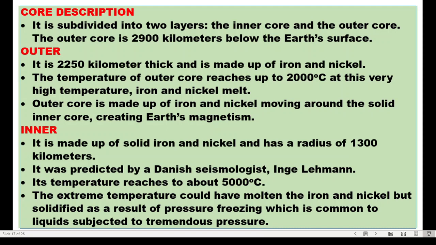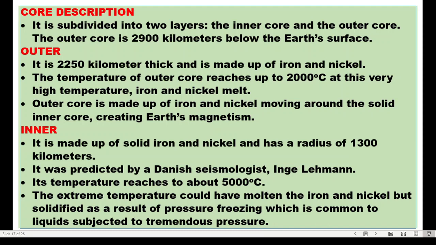Features of inner core, ito na. Made up of solid iron and nickel naman. So, kanina, melted iron and nickel yung outer core. Pero yung inner core naman, solid iron and nickel. And meron siyang radius na 1,300 kilometers. Now, it was predicted by a Danish seismologist named Inge Lehmann. Ayan. Its temperature reaches about 5,000 degrees Celsius. Sobrang taas na niya kaysa sa outer core, no?